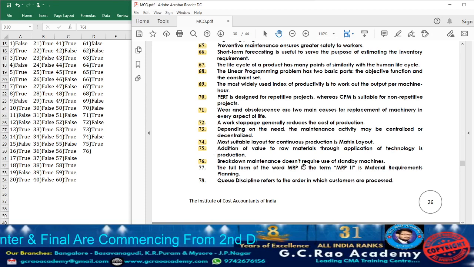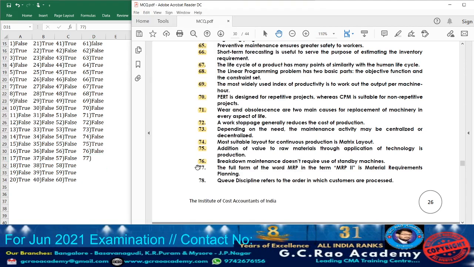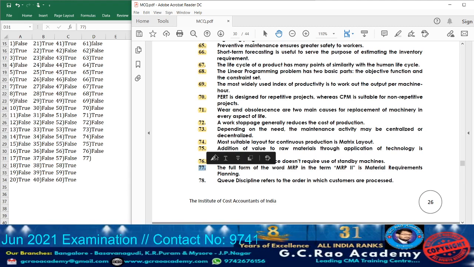What are they telling? Breakdown maintenance does not require use of standby machines. False, because at the time of breakdown maintenance, so as not to stop the production, usually all organizations have standby machines, but here they are telling it does not require. Again the statement is false. This is also a repeated question actually. Now moving on to statement 77.